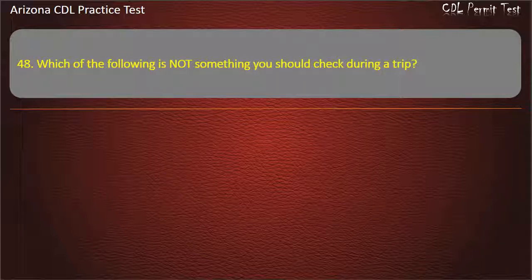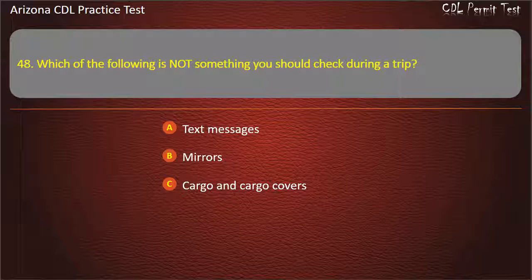Question 48. Which of the following is not something you should check during a trip? Text messages. Mirrors. Cargo and cargo covers. Tires. Answer. Text messages.